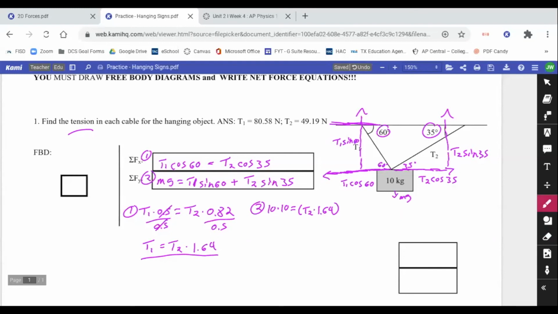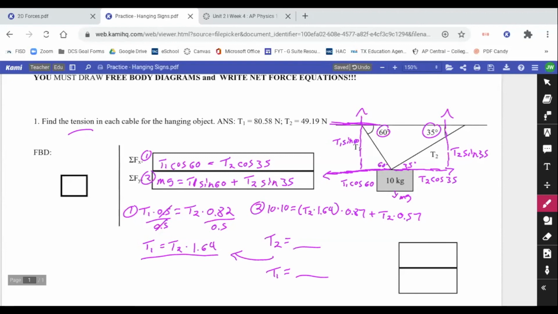We've got times the sine of 60. So sine of 60, 0.87, plus T2 times the sine of 35, 0.57. From this point, you can multiply, add, and solve for T2. So you would end up with T2 equals blank. Then you could plug it into there and get T1 equals blank. I'm confident that you can do it, but if you need help, let me know.